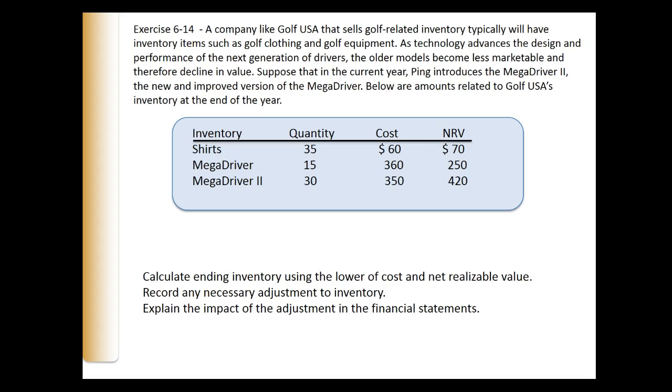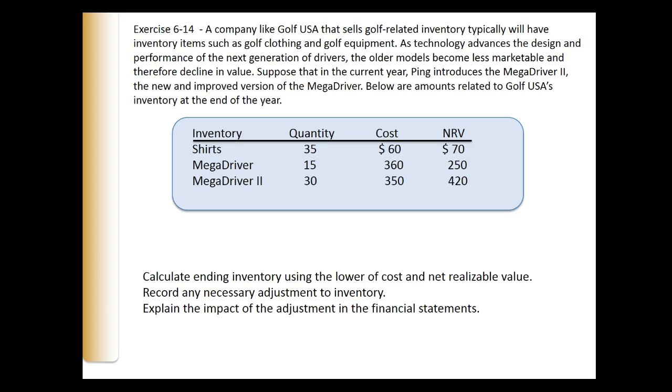Let's look at exercise 6-14. A company like Golf USA that sells golf-related inventory typically will have inventory items such as golf clothing and golf equipment. As technology advances the design and performance of the next generation of drivers, the older models become less marketable and decline in value. Suppose that in the current year Ping introduces the Mega Driver 2, the new and improved version of the Mega Driver.